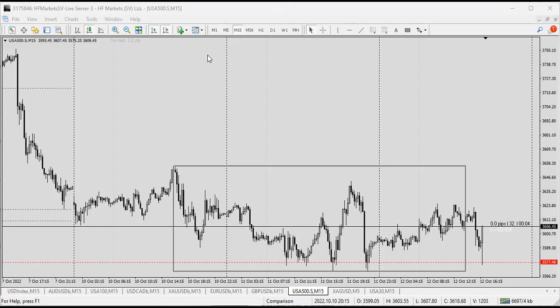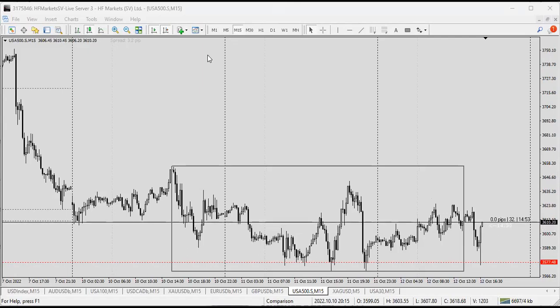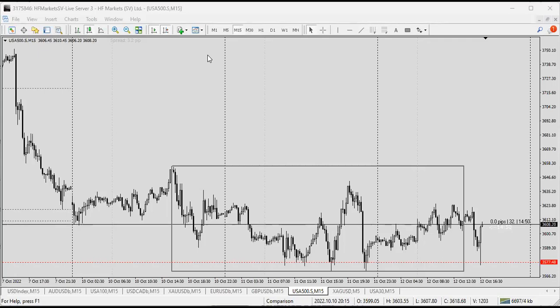Entries, analysis. If I'm gonna scalp, M1. My nationality, I'm Jamaican. I am a Jamaican.